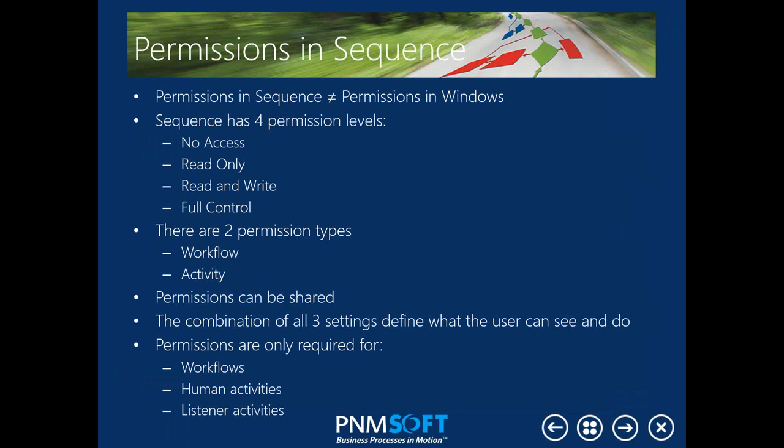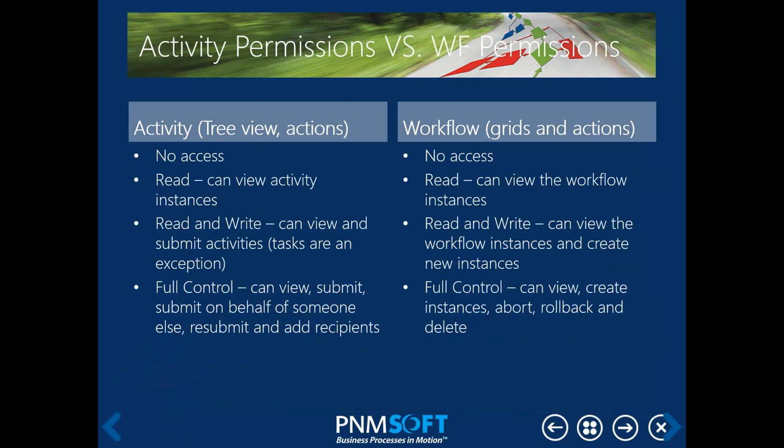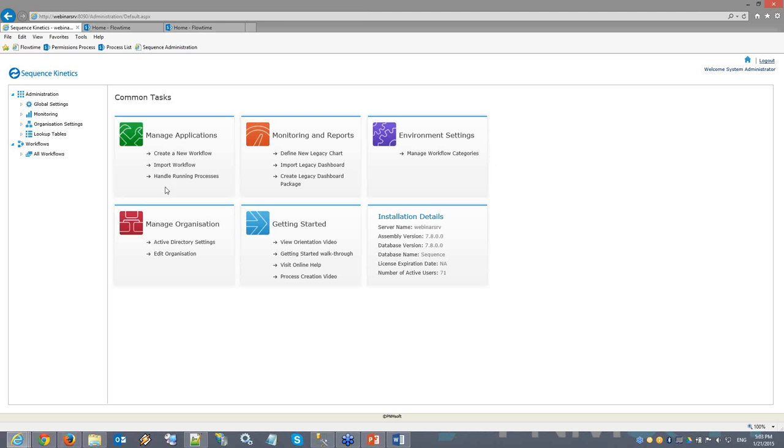Permissions are basically required only for workflow level, human activities, and listener activities. Of course, there's no harm if you grant permissions on other activities, but most of the time it doesn't really have an effect or any need. So we're going to start with going over what activity permissions mean and what workflow permissions mean. I'm going to go back to this slide in a moment. I'll start with demoing how this works.